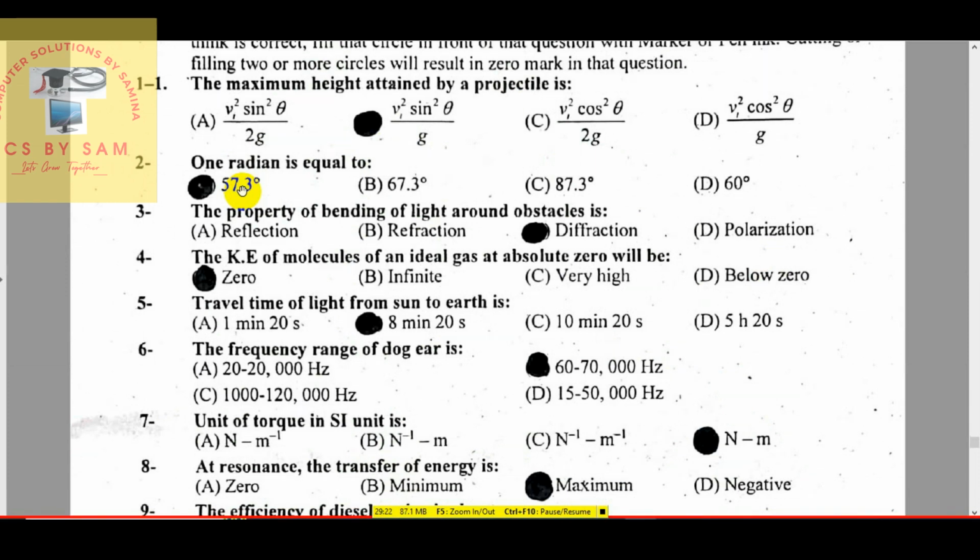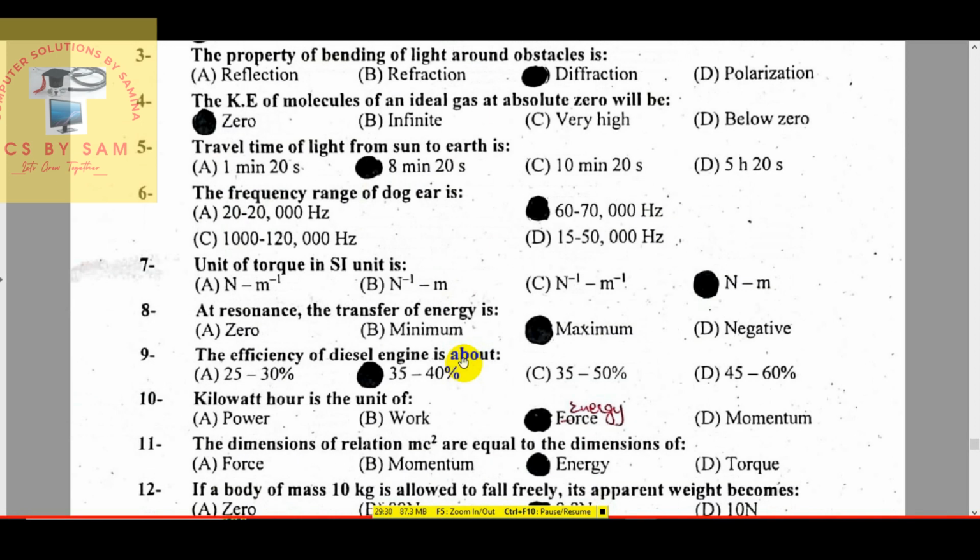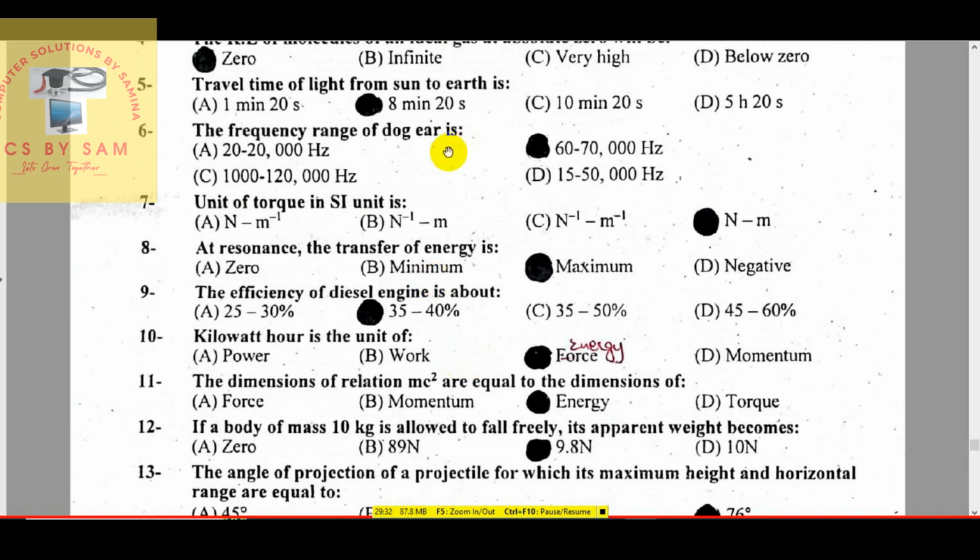The kinetic energy of the molecule of an ideal gas at absolute zero will be zero. Travel time of the light from sun to earth is 8 minutes 20 seconds. The frequency range of dog ear is 60 to 70,000 hertz. Unit of torque in SI unit is Newton meter. At resonance, the transfer of energy is maximum.